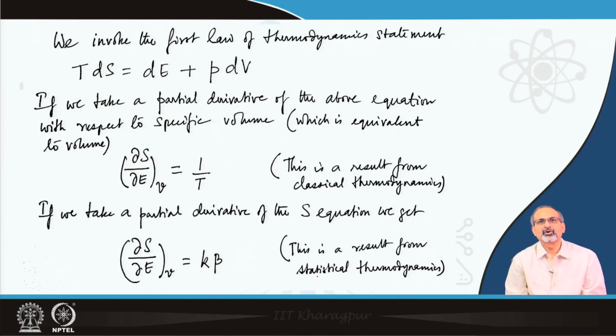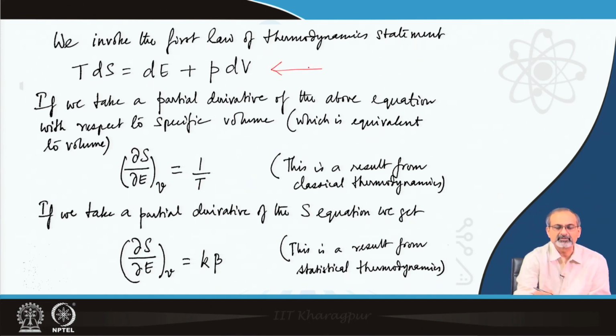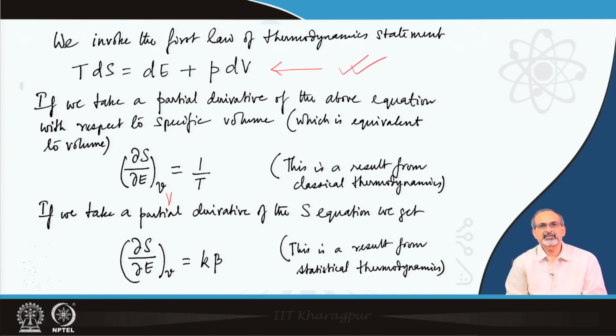We further invoke the first law expression that we had talked about in a previous lecture: TdS is equal to dE plus PdV. I hope you remember the basis of this equation. If we take a partial derivative of the above equation with respect to volume, then we see that del S del E will turn out to be 1 by T for constant volume. This is of course a result from classical thermodynamics, because we have invoked this equation from classical thermodynamics.